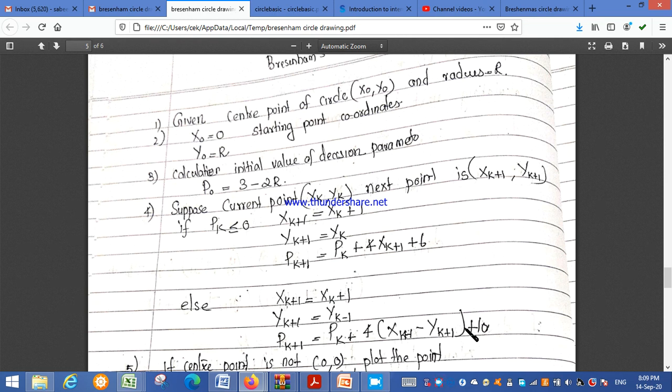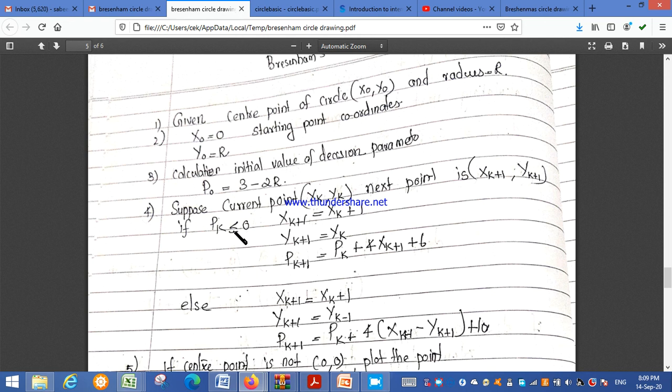Suppose your current point is xk, yk, that is x0, y0; assume that it is xk, yk. The next point is xk plus 1, yk plus 1. This can be computed based on the value of the decision parameter. If the decision parameter value, that is the initial decision parameter value, is less than or equal to 0, your next point xk plus 1 is xk plus 1, and yk plus 1 is yk itself.